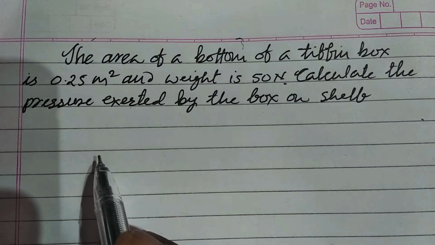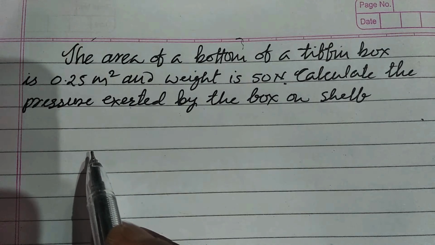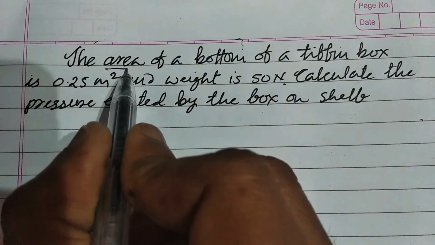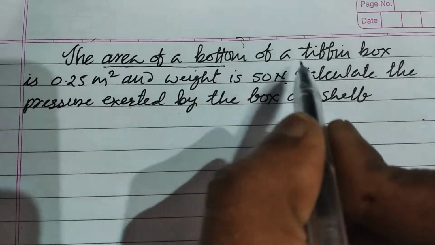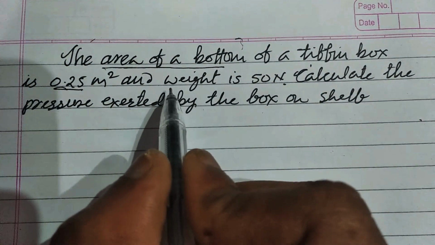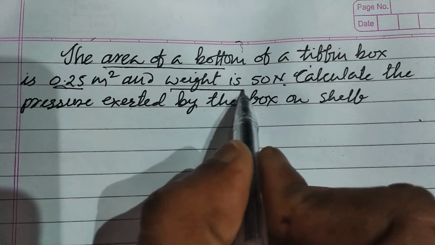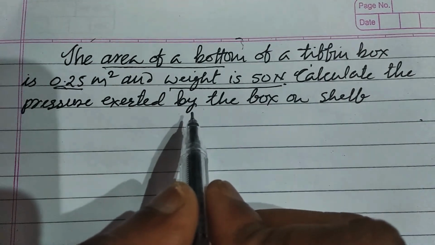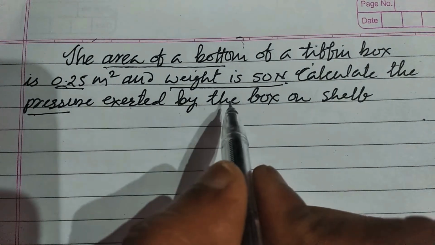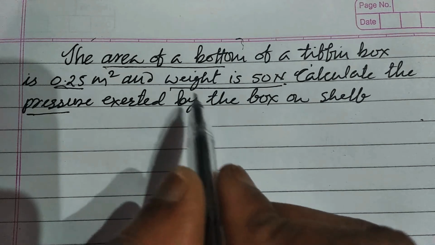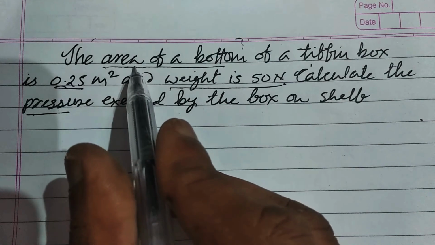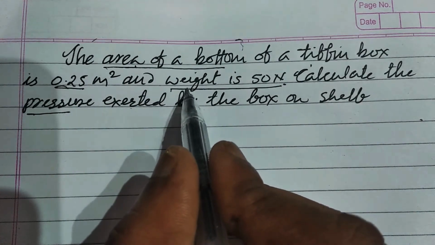So first of all, I will find what things are given in the example. Here the area is given: the area of the bottom of the tiffin box is 0.25, and the weight of that tiffin box is 50 Newton. And what do I have to find? I have to find the pressure which is exerted by that tiffin box. So now I have one thing, the given.